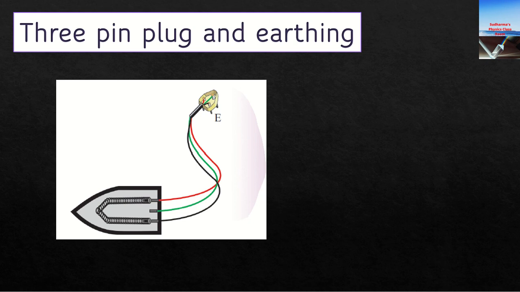Otherwise, 2-pin plug points are okay, but especially if it is a high current rating device, make sure you are using a 3-pin plug. Where the 3 pins are connected, the metallic part is connected to the earth wire. Live and neutral will have separate connections. Okay, so that's about house electrification, and here we are finishing the chapter today.